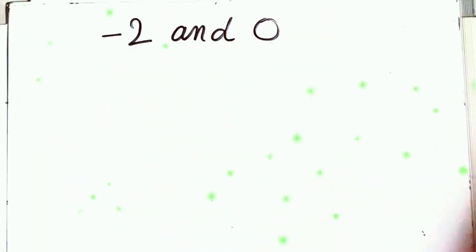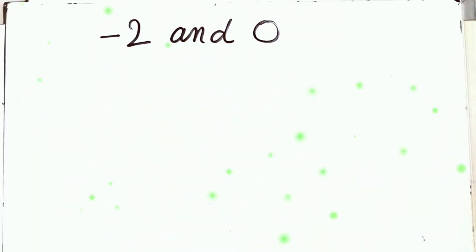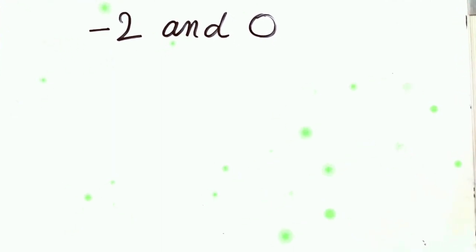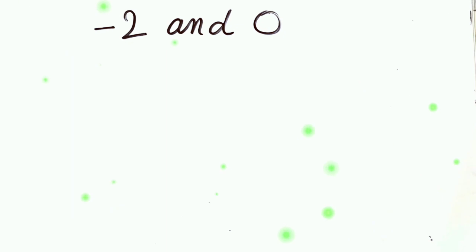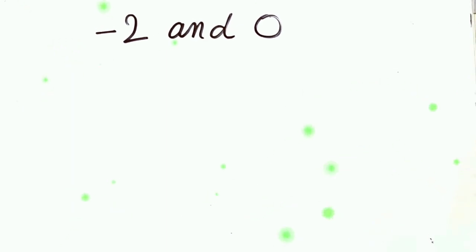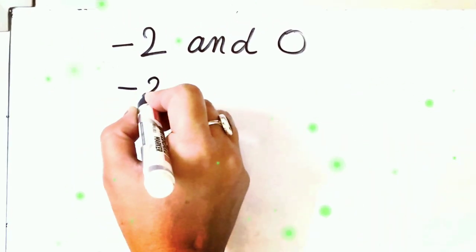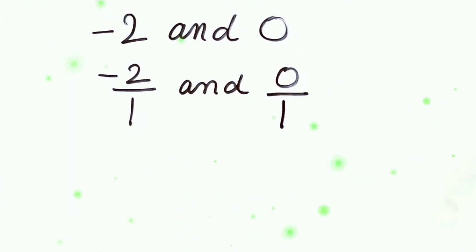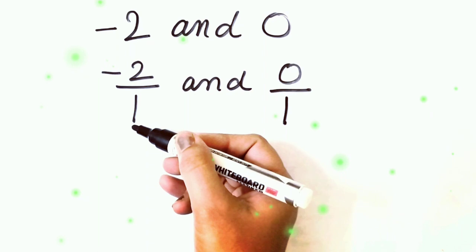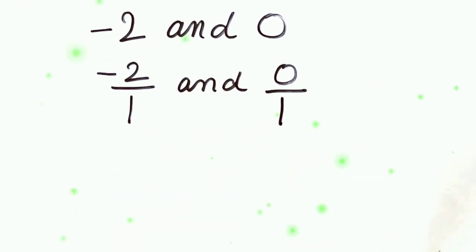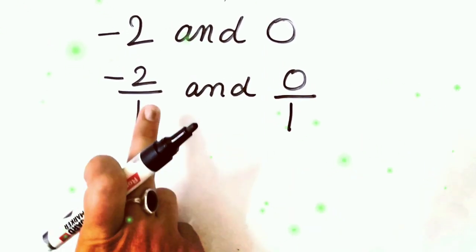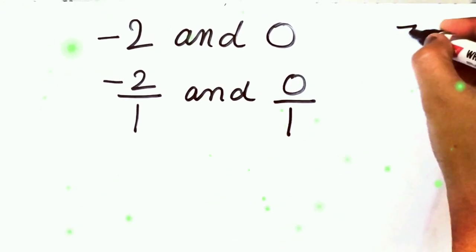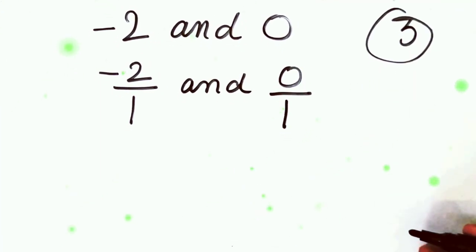Very easy. Suppose we have a question that you have to find 3 rational numbers between -2 and 0. Now, are they rational numbers? Think. Yes, they can be written in the form -2/1 and 0/1, right? So it is of the form p/q, where p and q are integers, q is not equal to 0, and p and q are co-prime numbers, right? Now we have to find any 3 rational numbers between them.